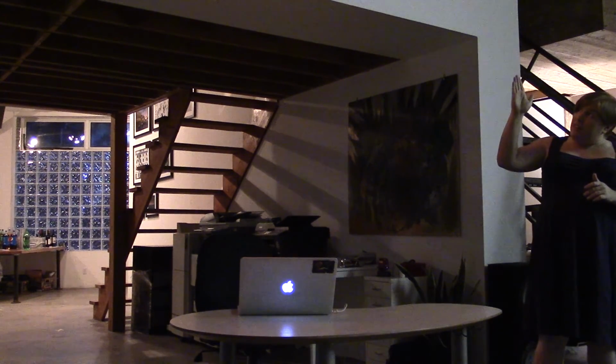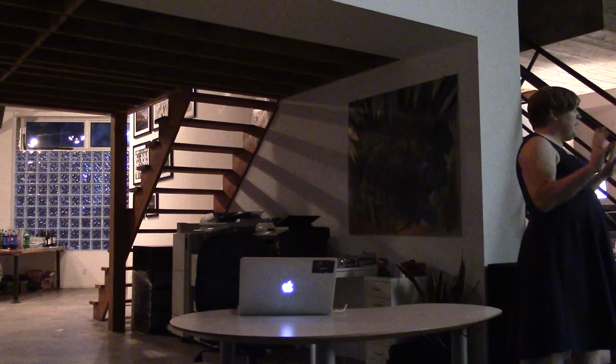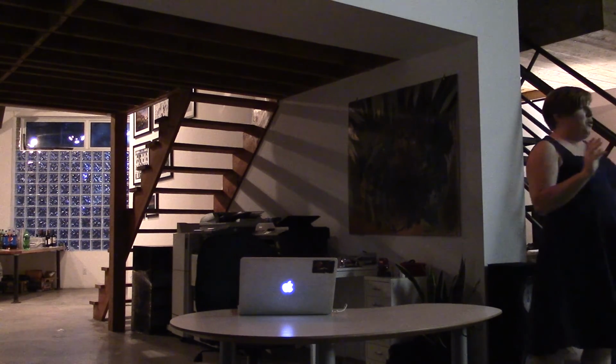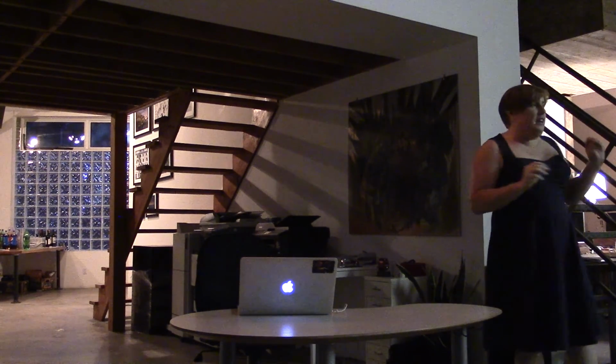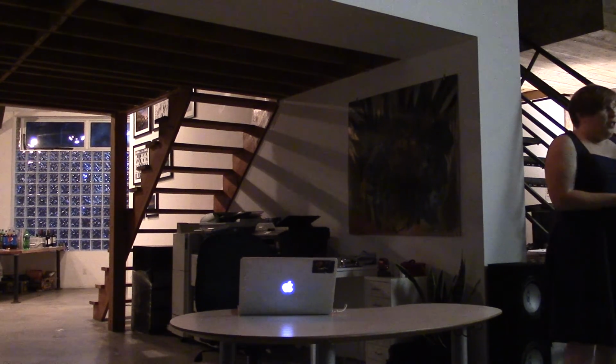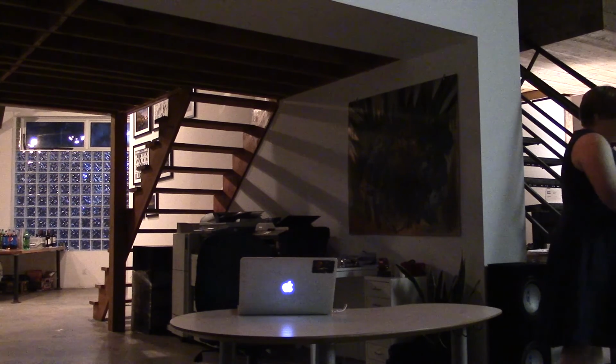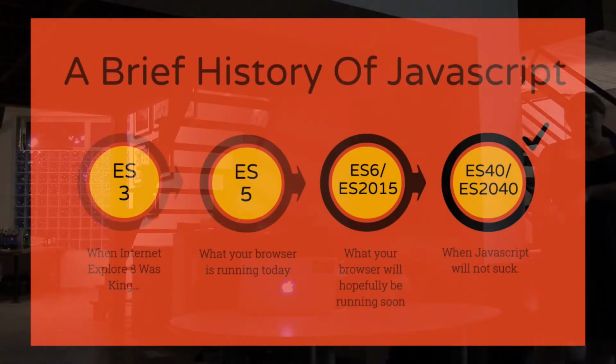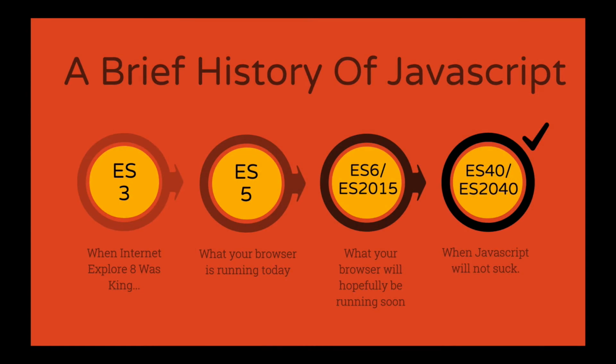So ES5 is probably the version of JavaScript your browser is running today, or specifically ES5.1, though they're basically the same. This added a bunch of really useful things. If you've ever used forEach on an array in JavaScript, that is a part of ES5. If you've used Object.create, there's a bunch of other nice features that came in with ES5 that make JavaScript a little bit more pleasant to program in.